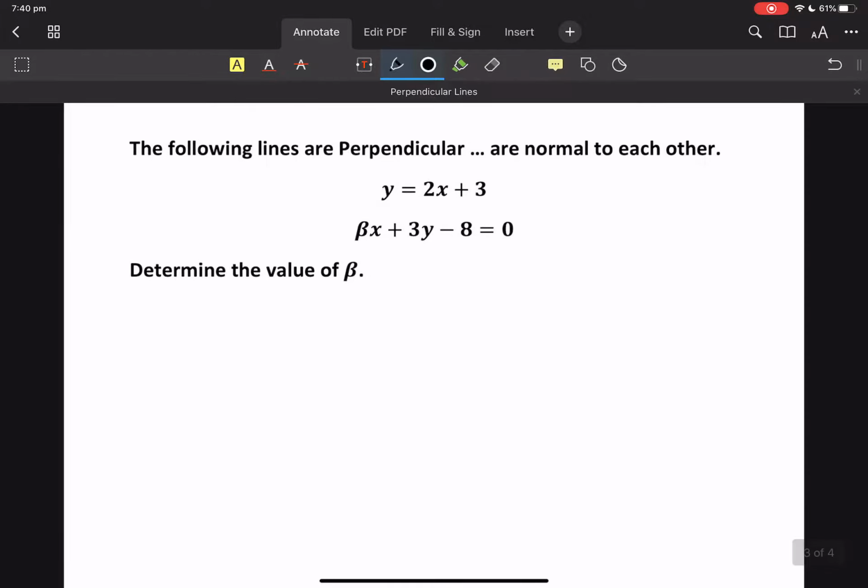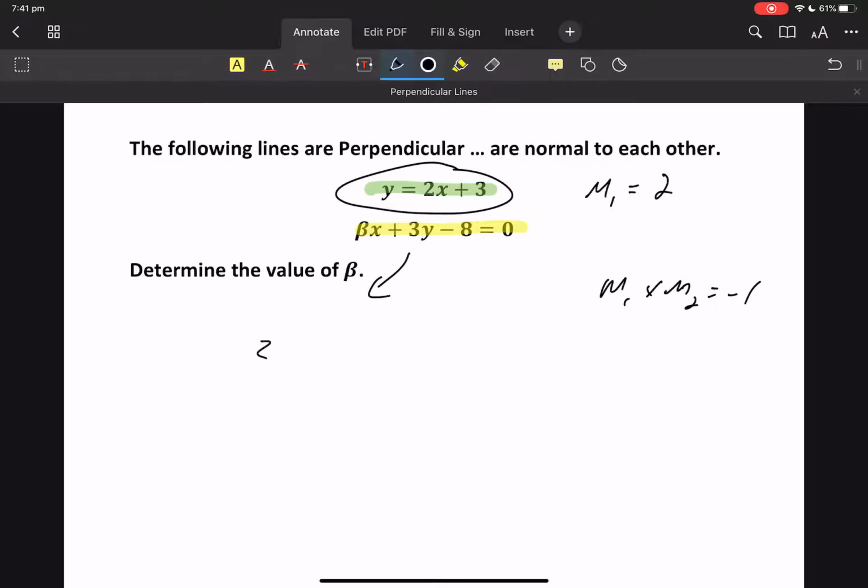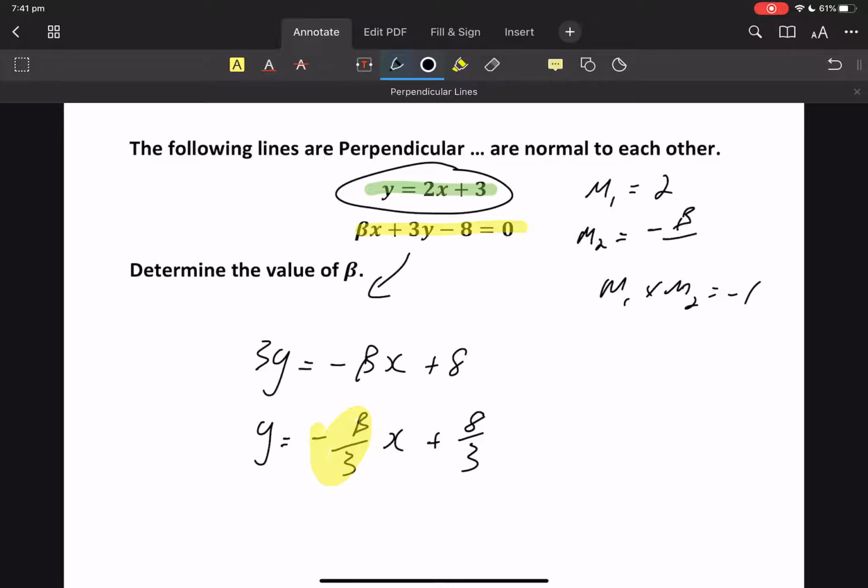Next. The following lines are perpendicular to each other, or the following lines are normal to each other. Same question. All I know is that one and that one are perpendicular, so therefore their slopes have the rule m1 times m2 is -1. The slope of that green one is 2. 3y equals minus beta x plus 8. Let's rearrange it because I've got no idea what that slope is. y equals minus beta on 3 x plus something. So I know that m2 is negative beta on 3.